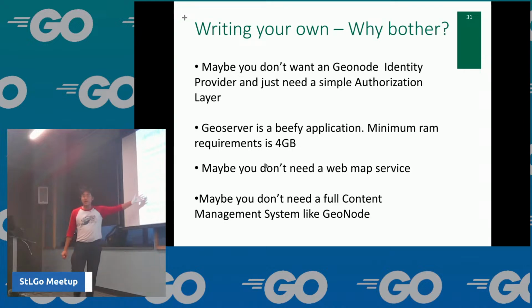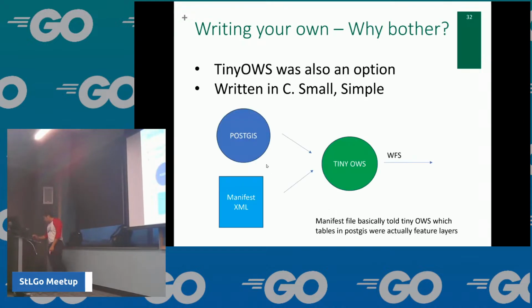GeoServer is a very beefy application. It's 4 gigabytes of RAM at the minimum, and you can't horizontally scale it. You can only just add more resources to it. And also, maybe you just don't need a web map service. If you only need to deal with vector data, GeoServer is maybe a bit of overkill for your application. So on the exact opposite end of the spectrum is a tool like TinyOWS.